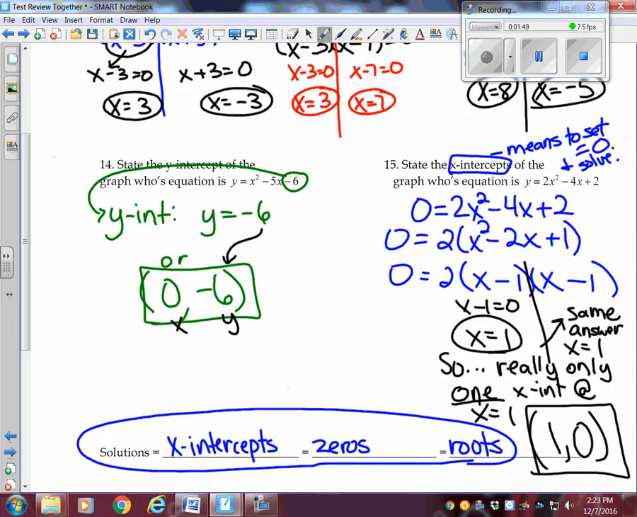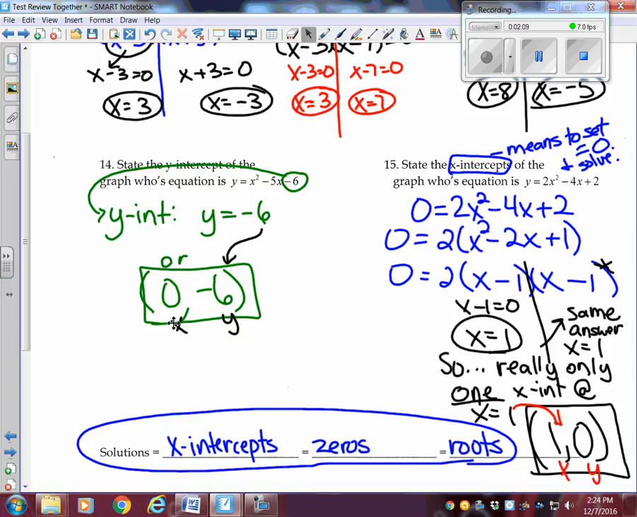Our x-intercepts means that we're going to set the equation equal to y and solve. My answer turned out to be 1, and the second part turned out to be exactly the same. So since it was exactly the same, then we really only have one x-intercept, so that's at x equals 1. So of course, when we do that, the x value is a 1 and the y value is 0.